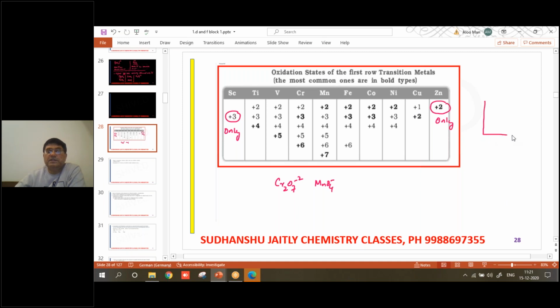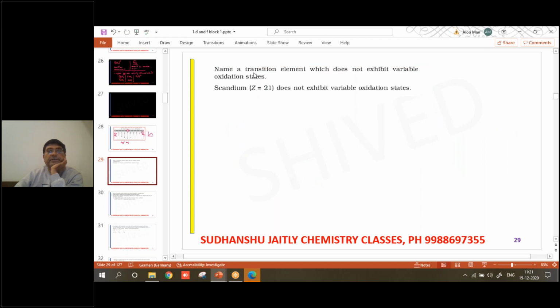Then they decrease. So the oxidation state shows an increase, then a decrease. That is a trend which has been found. The maximum is found in manganese. Groups 3, 4, 5, 6, 7 is manganese, then 8, 9, 10, 11, 12. These are the groups, up to the 12th. Point to be noted: name a transition element which does not exhibit variable oxidation state. Scandium and zinc do not show variable oxidation state. Can you understand?